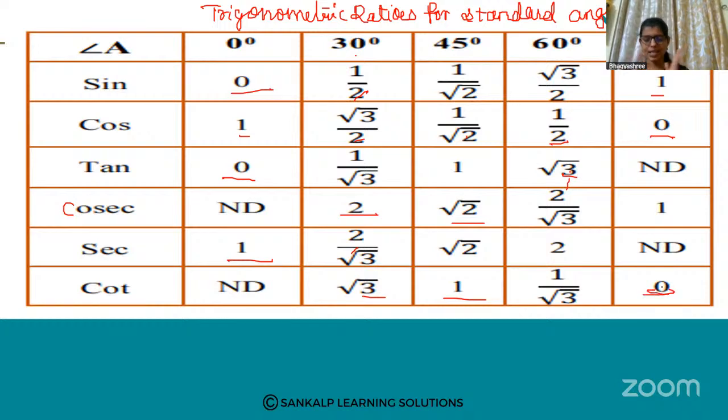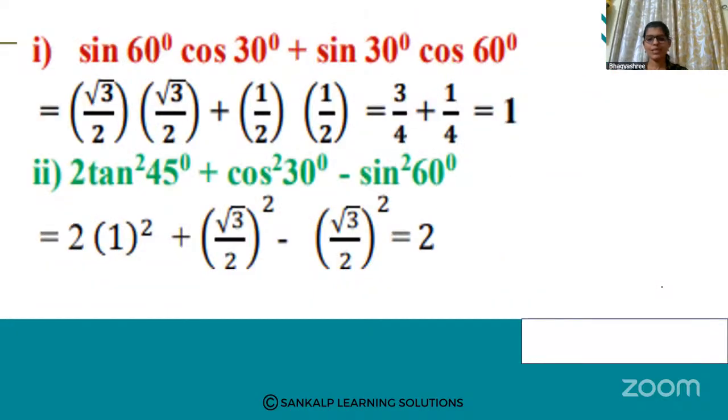Okay, this chart is very, very important. Okay, next. So from this chart, we are going to get all questions, 2 marks, 3 marks, 4 marks. Okay, so first question, sin 60 degree into cos 30 degree plus sin 30 degree into cos 60 degree. Yes, dear children, sin 60 degree, what is the value of sin 60 degree?